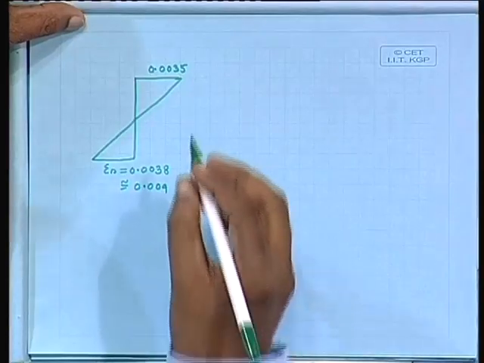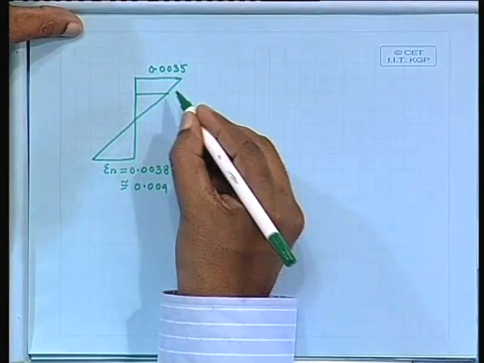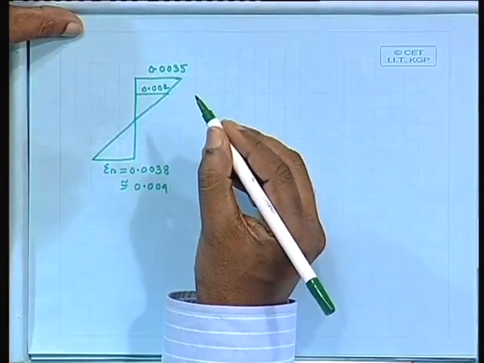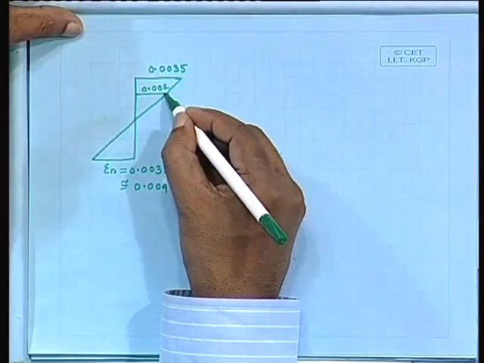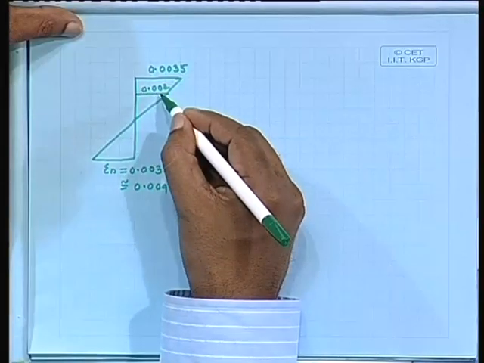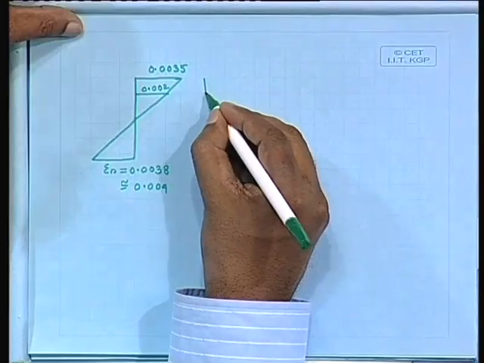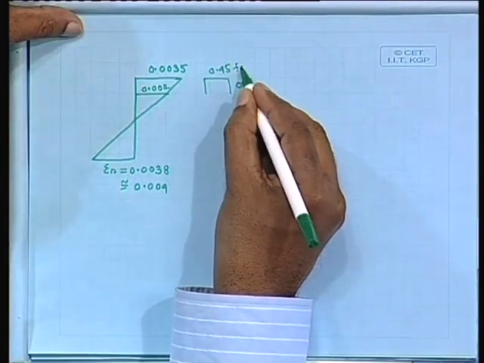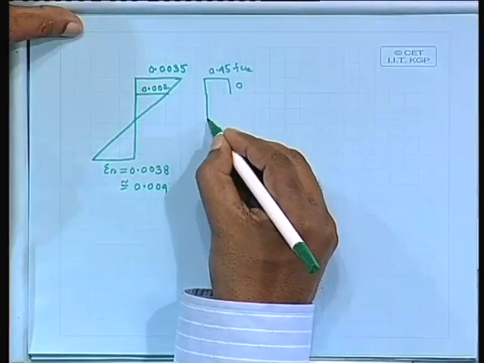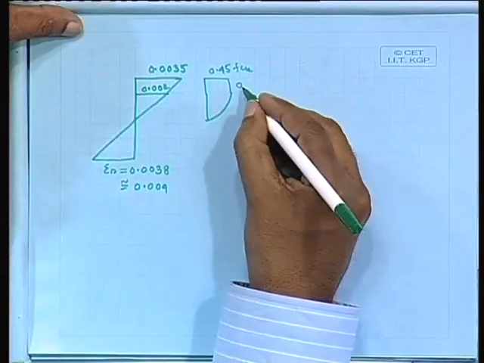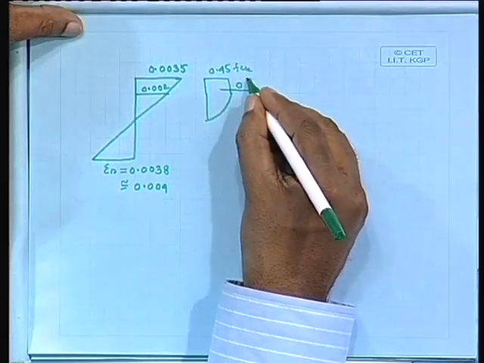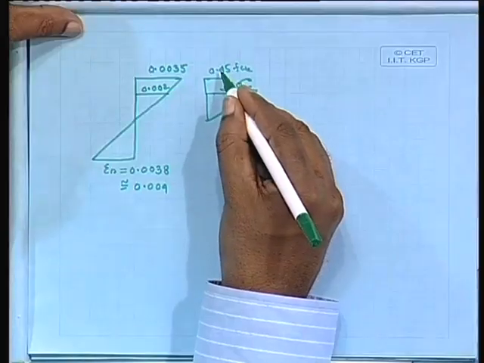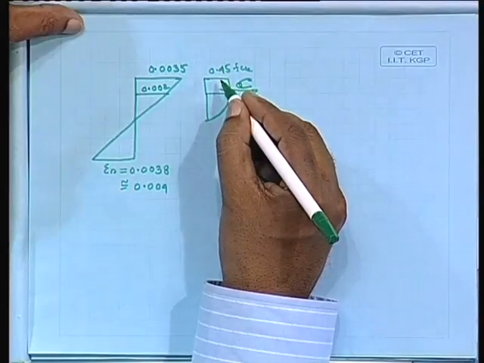0.004. There is one place here where we have strain 0.002, because above this 0.002 we shall get the stress 0.45 FCK. So, this is the level beyond which, above this, we shall get 0.45 FCK.